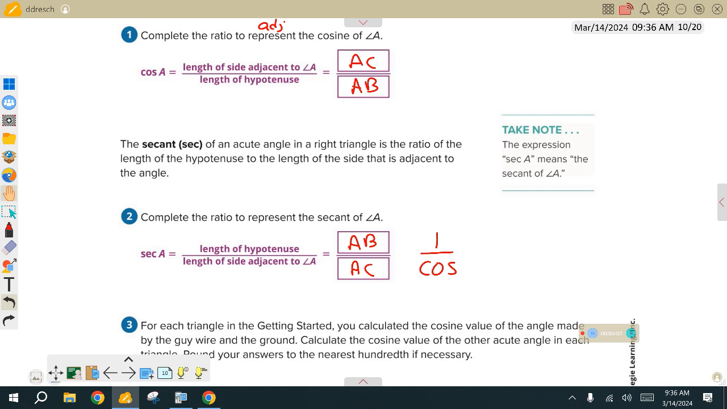What I remember is S goes with C, C goes with S. Sine goes with cosecant, cosine goes with secant. That's what my teachers way back when suggested: S goes with C, C goes with S. So they kind of run opposites. You just gotta put that in your head. So it's the reciprocal of cosine.